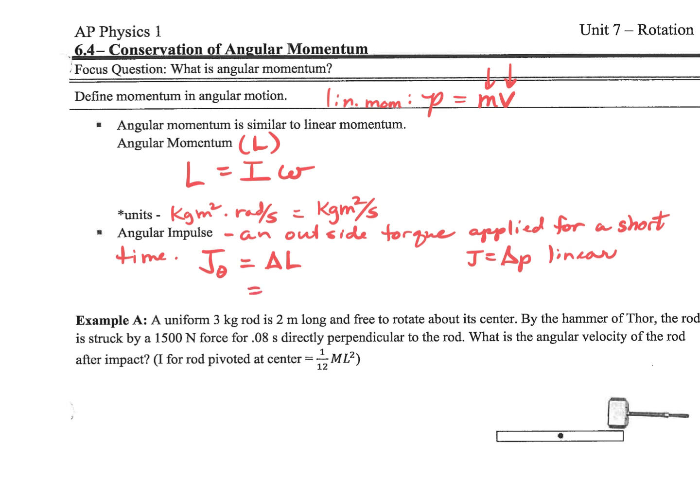Well, delta L is going to be equal to torque times time, okay? Just like this is equal to Ft for linear, then it becomes torque, tau, times t, because torque is the force equivalent in rotational motion.